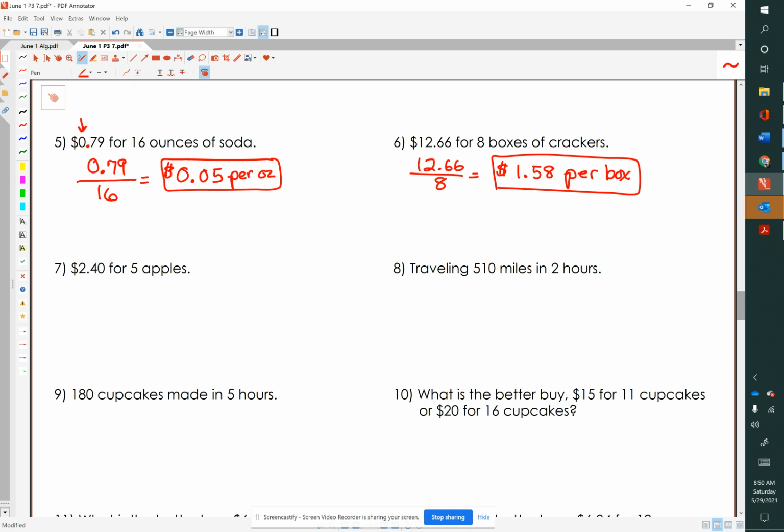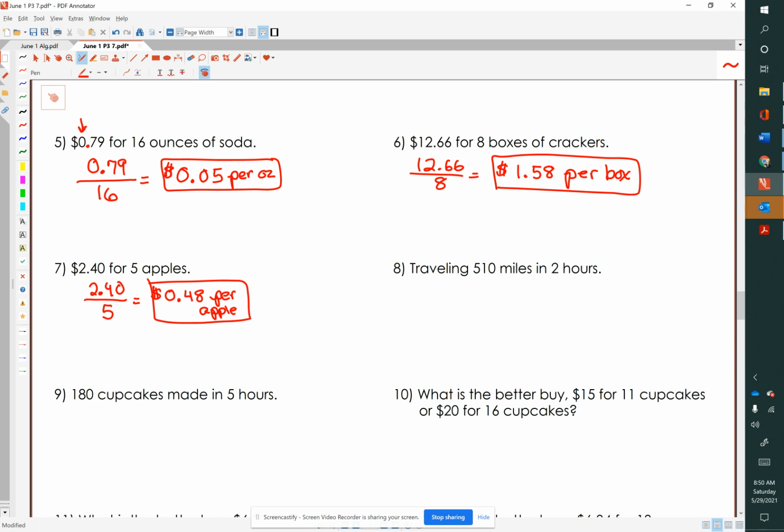So let's go to number 7. We've got $2.40 for 5 apples. So we're going to divide $2.40 by 5, and we're going to see that we're paying 0.48, so that would be 48 cents per apple. Well worth it. Apples are delicious, full of fiber, and they're really good for you.